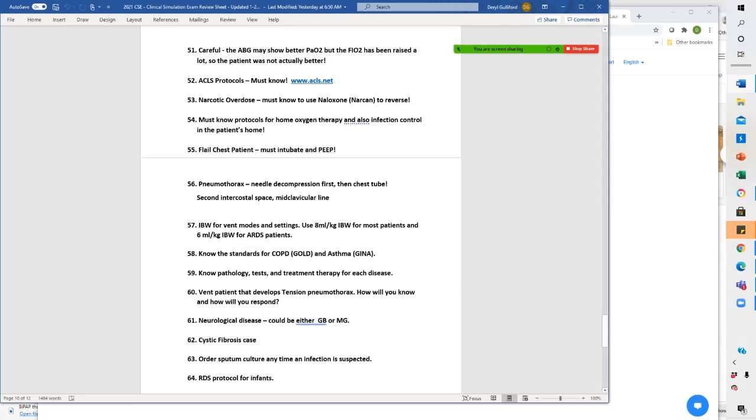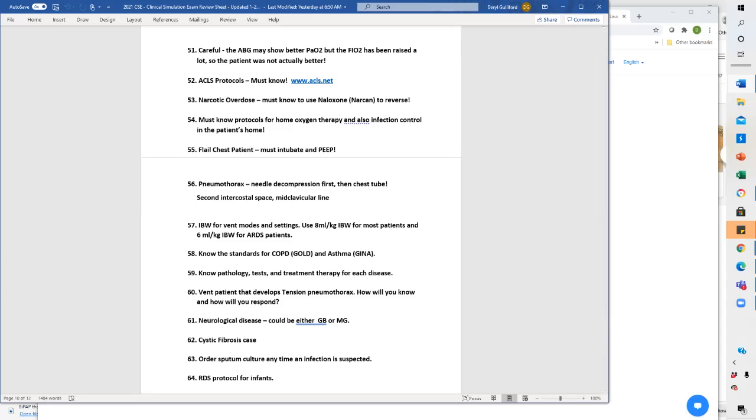ACLS protocols, you definitely need to know all of the major protocols, and there's a good website for that, just called www.acls.net. It's got all the protocols there. My thought is to print them out and study them. Certainly the ones we definitely see on the test include the pulseless VTAC.